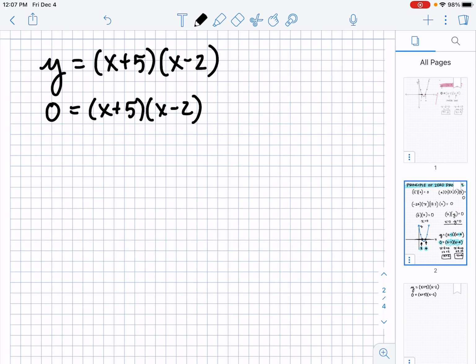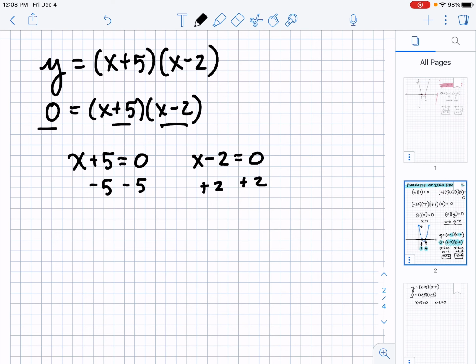zero products tells me that when two numbers multiply and make 0, then one or both have to be 0. So I'm going to set the equation. I'm going to write x plus 5 could be 0, and x minus 2 could be 0, and then I solve those equations. Subtract 5 from both sides, add 2 to both sides. I get x equals either negative 5 or x equals positive 2.